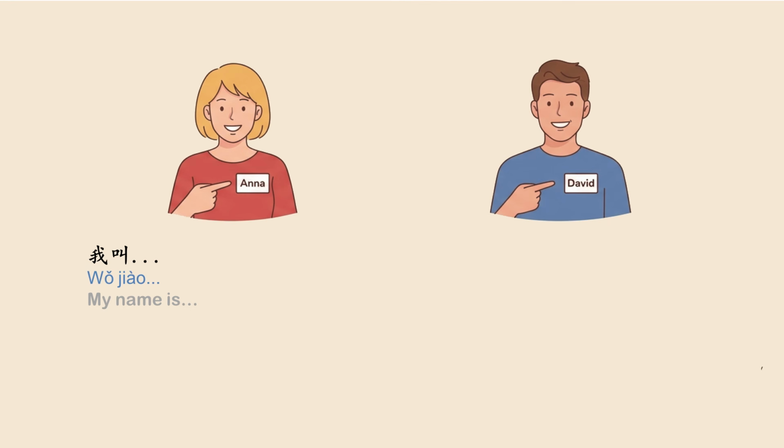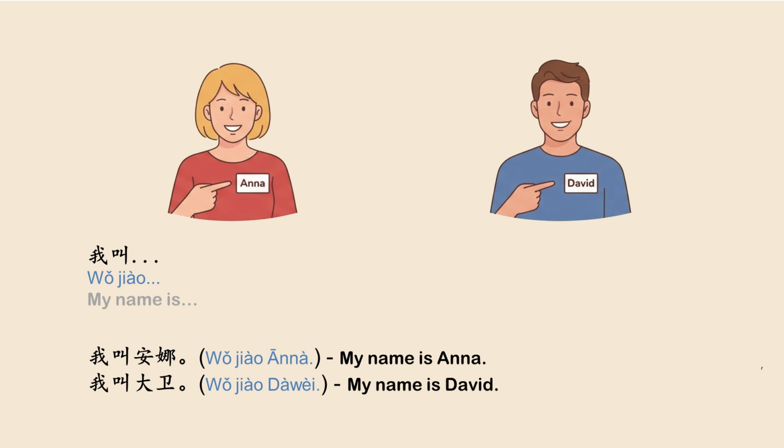Now that we know how to greet people, the next step in your self-introduction is to tell them your name. In Chinese, there are a few natural ways to say your name. And they're all quite simple. The easiest and most common way to say your name is 我叫. It means my name is. Let's look at these examples. 我叫安娜. My name is Anna. 我叫大卫. My name is David. This structure is easy and super common in daily life.